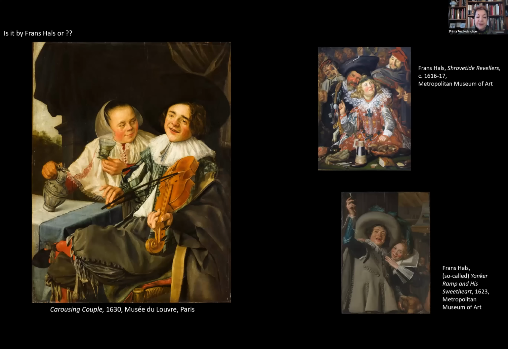In 1893, the painting on the left was sold in London by one dealer to another dealer as by Frans Hals. I show 2 of Frans Hals's paintings on the right of laughing, colorful group scenes, just to give you an idea of why they thought this painting, now at the Louvre, was by Hals. In addition, it had been recorded as by Hals since the 18th century.